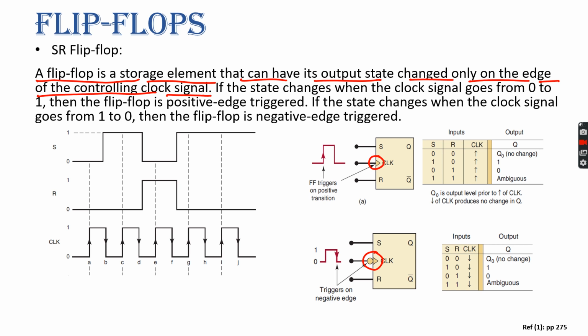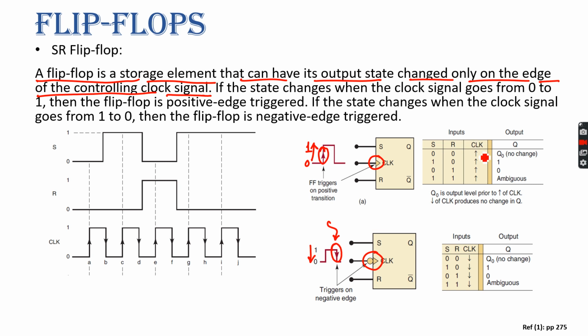And there are two types of flip-flop. One is called positive edge triggered, another is called negative edge triggered. Positive edge triggered means this flip-flop will only work on the positive edge, when the value is changing from 0 to 1. It will work only on that portion. And this one is called a negative edge flip-flop because it will work on the negative edge, when it is switching from 1 to 0.